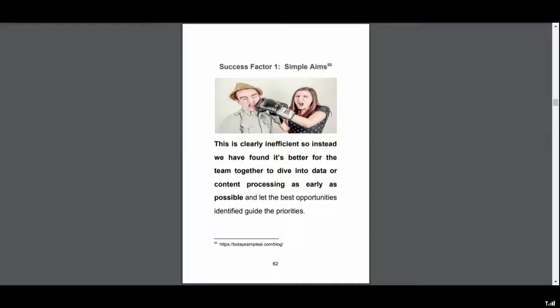So much better, we found, if the project team that's trying to do the analysis are able to dive into the available data, or content analysis if it's more of a content project, as early as possible. And rather than just the technical people going off and doing their technical stuff or the data scientists disappearing off into their bubble to do their analysis, the hopefully cross-functional team sits down together and analyzes the data together in order to find out what the data tells us about the best opportunities, and then let that guide the priorities, rather than setting the priorities first and then finding that we don't have the data or the capabilities to deliver against those objectives.